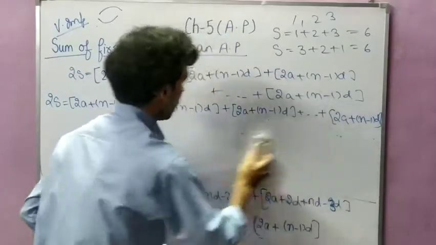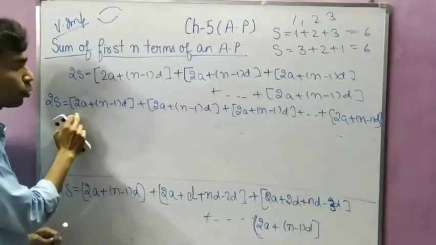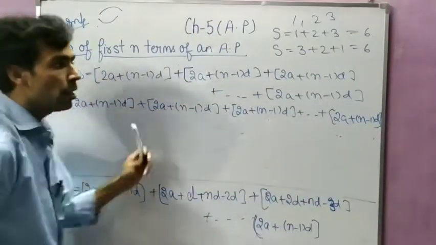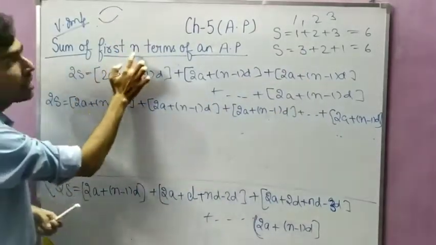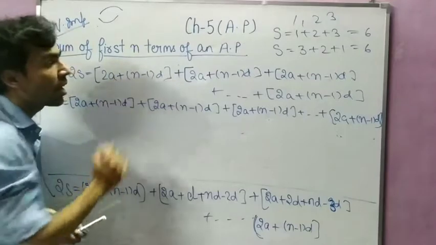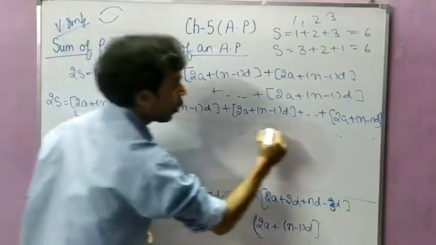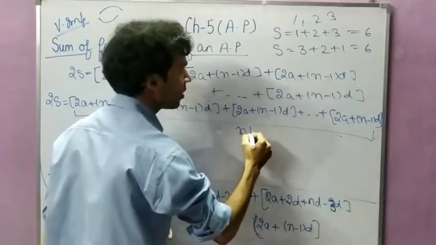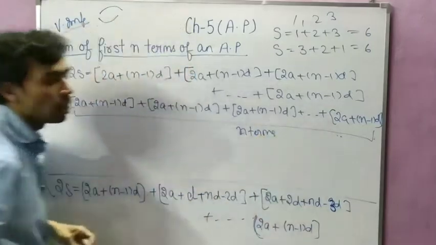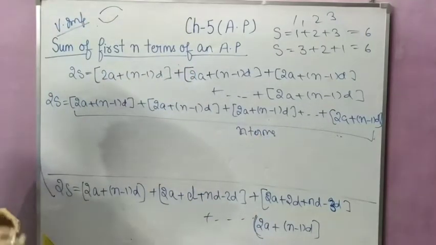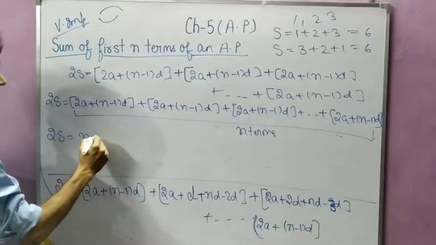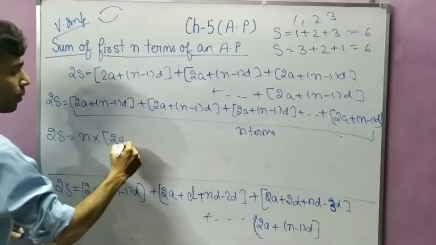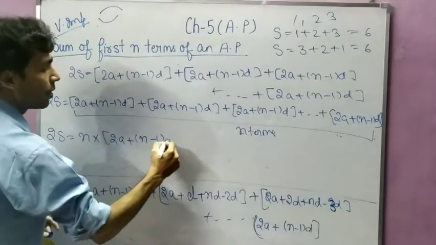See, this particular term 2a plus n minus 1d is coming in all the terms, and in the starting I told you how many terms there are in the AP. There are n terms. It means from here to here, how many terms are there? N terms. So what will be their sum? Their sum will be 2s equal to n into 2a plus n minus 1d.